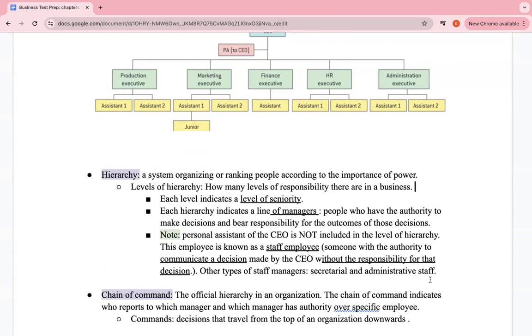And each hierarchy indicates a level of managers, like I previously mentioned. You have to keep in mind that the personal assistant of the CEO is not included in the levels of hierarchy. The employee is known as a staff employee. So basically, someone with the authority to communicate decisions. They don't have the authority to make the decision, they have the authority to communicate the decision made by the CEO without the responsibility for the decision. So basically, once the CEO makes a decision, the only thing the personal assistant has to do is communicate this decision, but they're not responsible for the outcome whatsoever. Other types of staff employees are secretaries and administrative staff.